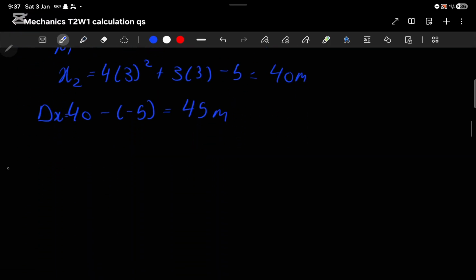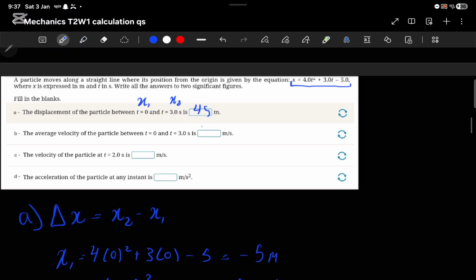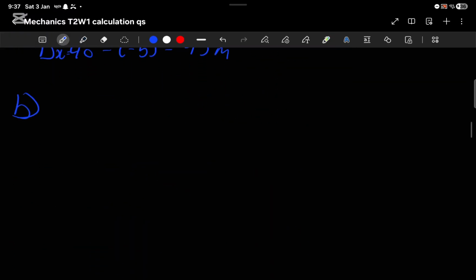Now, the average velocity of the particle between t equals 0 and t equals 3. Remember, the formula for average velocity is delta x over delta t. We have delta x, 45. Delta t is 3 minus 0, 3 seconds. So 45 over 3 is 15 meters per second. This is my answer, 15.